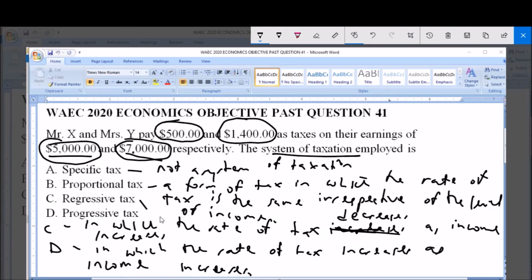So in progressive tax, the higher the income, the higher the rate of tax. And as you can see from the question we are given, that is the case because the person with the higher income pays a higher tax than the person with the lower income paying the lower tax. So this system of taxation employed is option D, progressive tax.